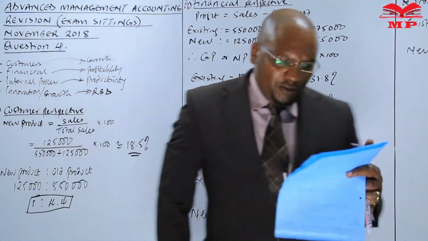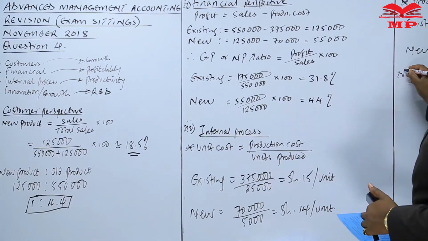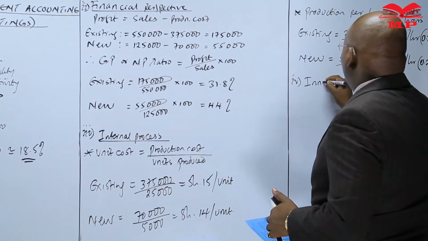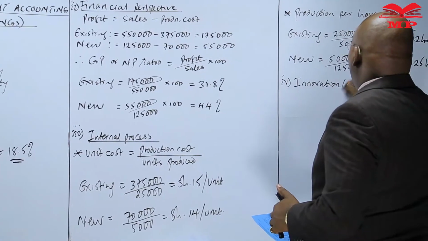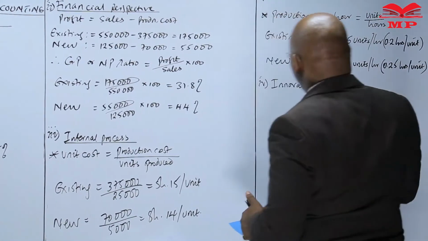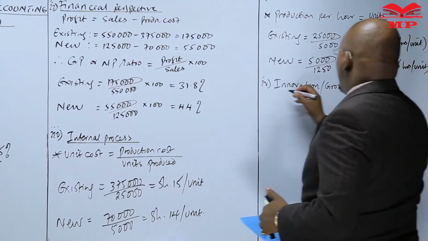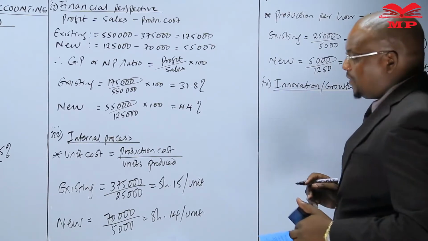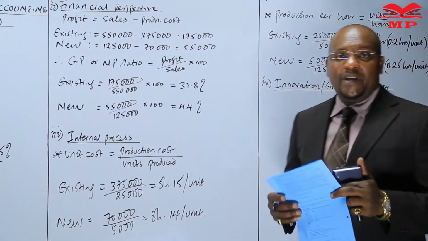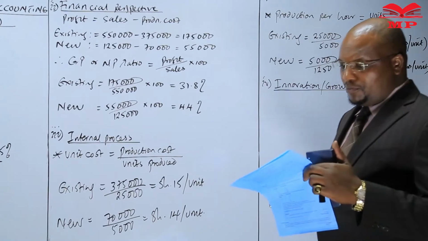The last one is about the innovation. Roman 4. Innovation or growth or learning. Now this one, perspective, like I've said there, you look at how much are we injecting in the development of the products.